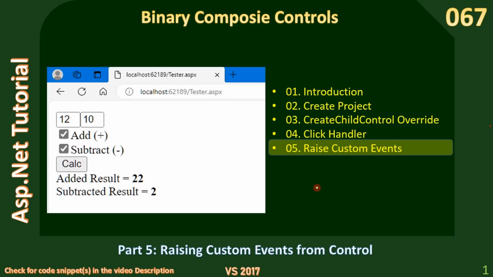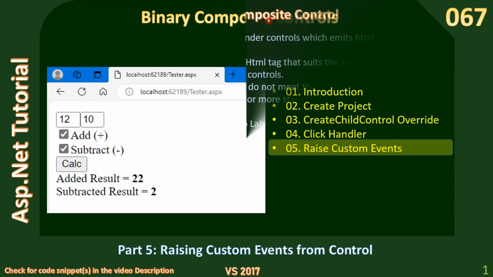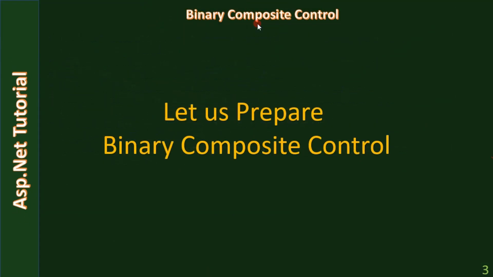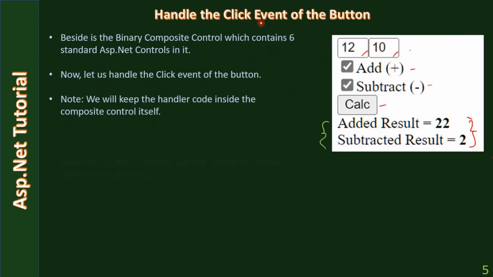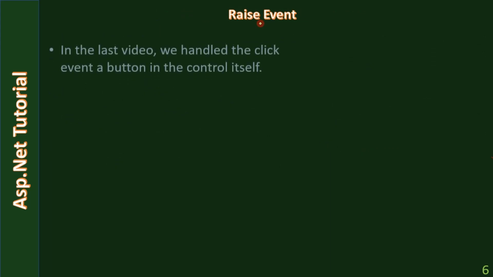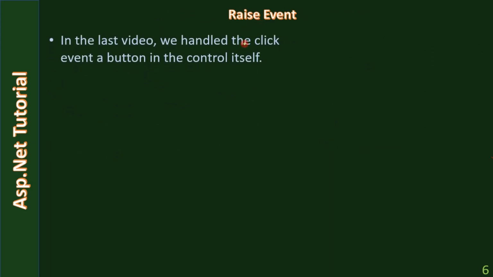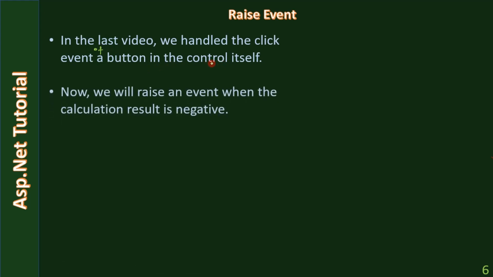In this video, we will see how to raise an event from our custom binary composite control. In the last video, we handled the click event of a button in the control itself. Now we will raise an event when the calculation result is negative.